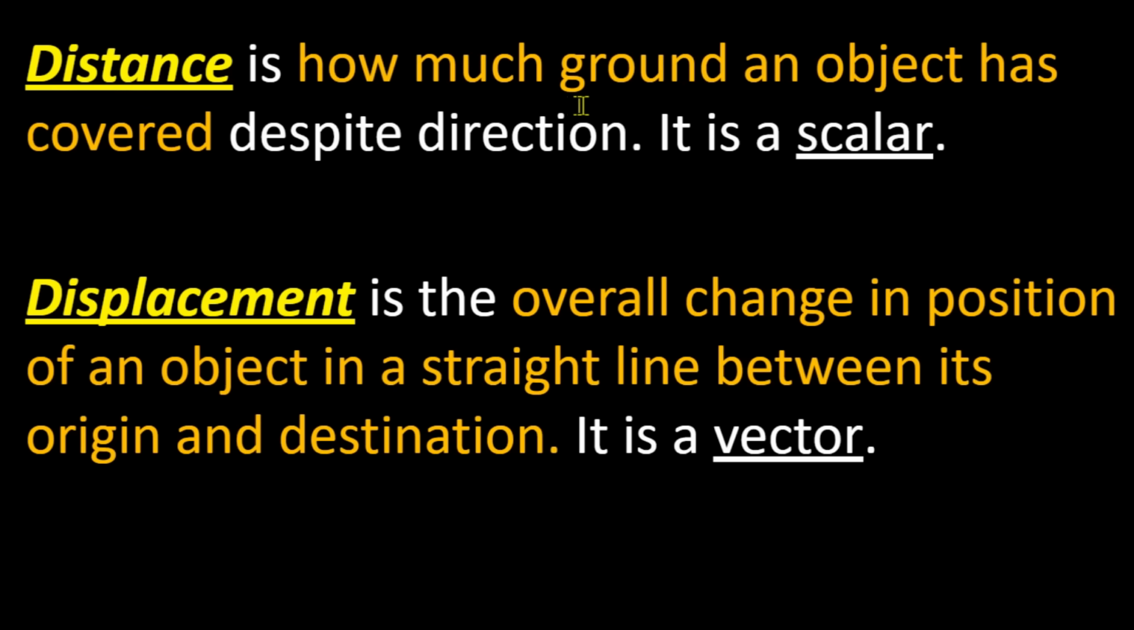Distance is how much ground an object has covered despite its direction. It is a scalar. Displacement is the overall change in position of an object in a straight line between its origin and destination. It is a vector.